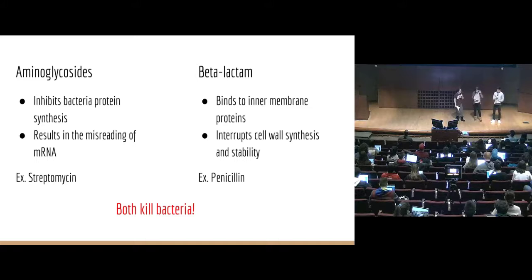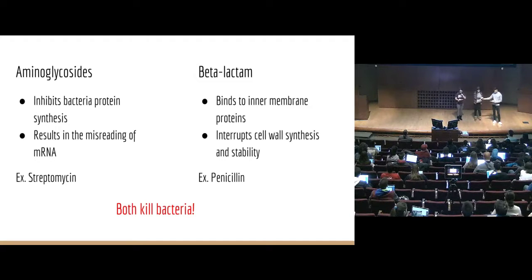So aminoglycosides are a category of antibiotics that act by inhibiting bacterial protein synthesis. This occurs by inhibiting the translocation of tRNA, which results in the misreading of mRNA. Beta-lactam antibiotics function by attacking bacteria by binding to intermembrane proteins and interrupting cell wall synthesis. This disrupts the stability of the cell wall and results in the death of the bacteria.